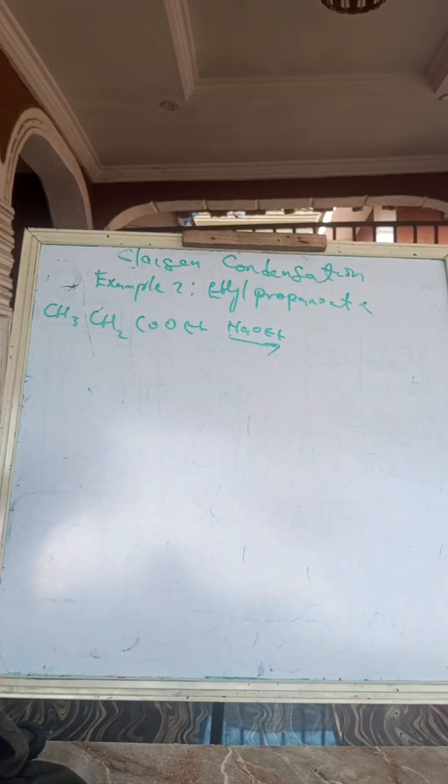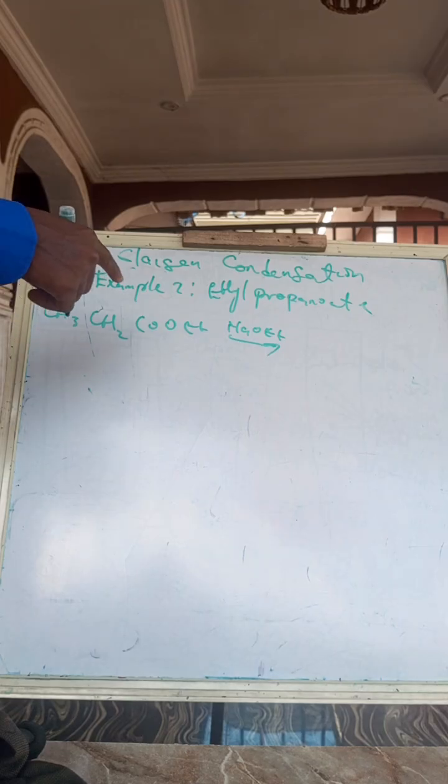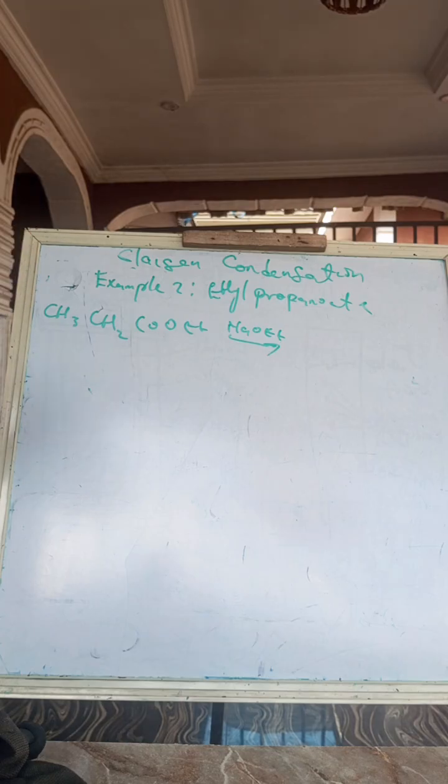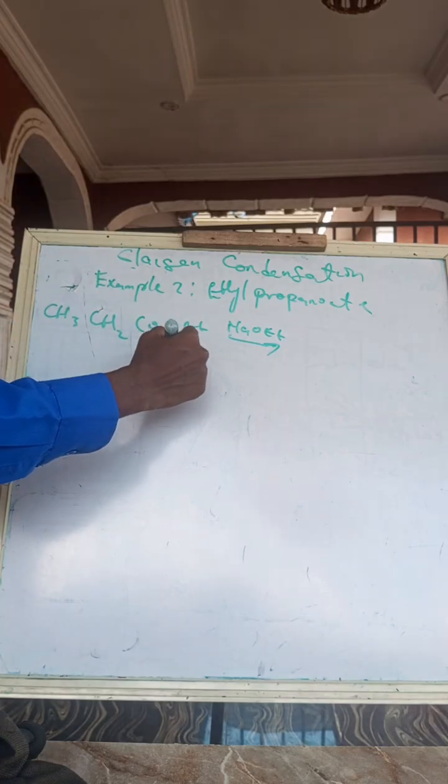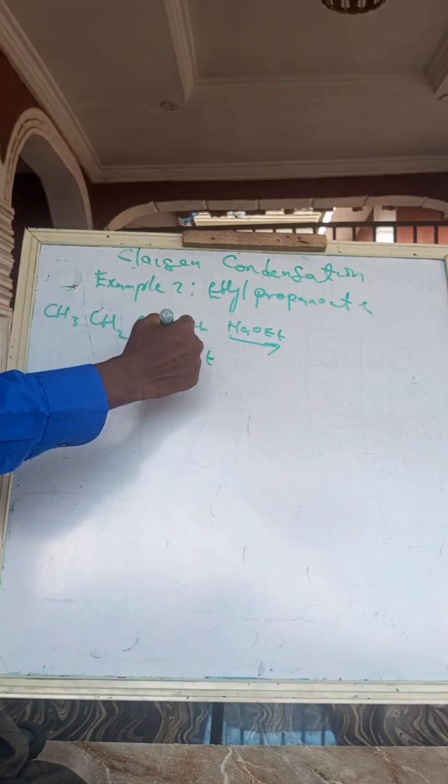Now the next example under Claisen condensation is the Claisen condensation of ethyl propanoate. You can see this is an ester, with our base, sodium hydroxide. The first step is to locate the alpha hydrogen. This is our alpha hydrogen. So we successfully locate our alpha hydrogen, and we bring in our base, OEt minus or hydroxide.